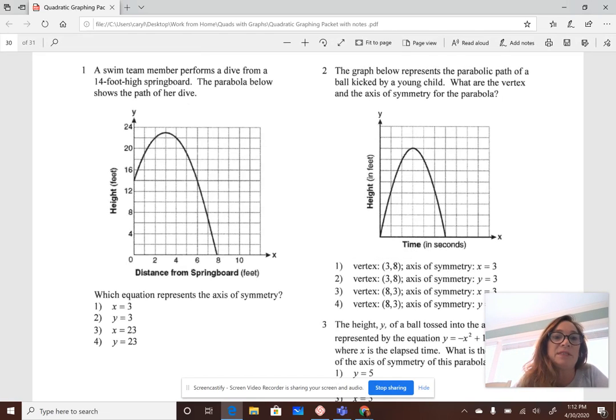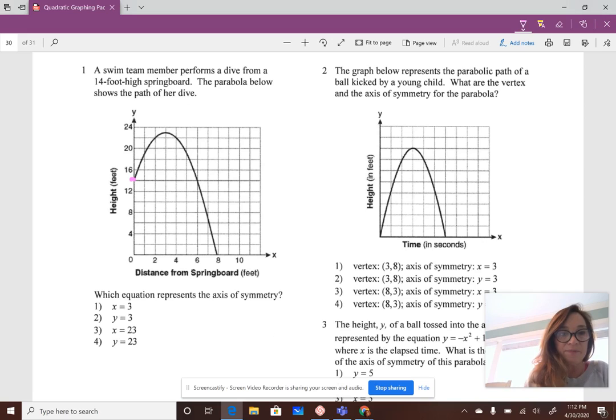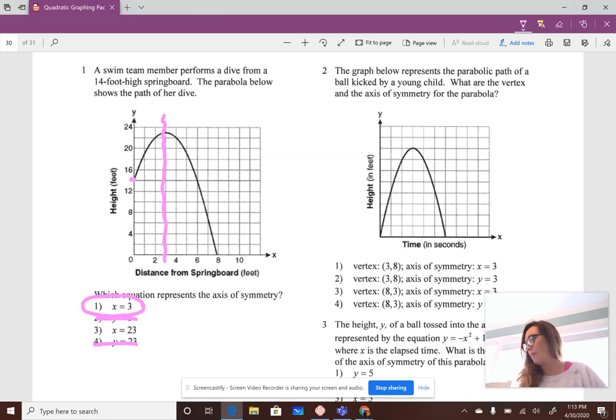So a member of the swim team dives off a 14-foot springboard. And we know it's 14 feet. This is important because you can see right here the intercept, 14 feet. When you do a dive, they want to know the axis of symmetry. The axis of symmetry is that imaginary line, much straighter than what I drew, and that's at x equals 3. Now remember, it's always an x equals line, so don't let the y equals distract you.